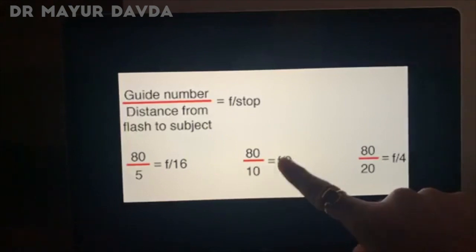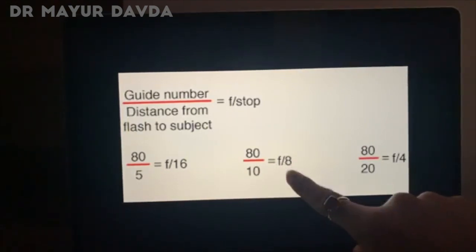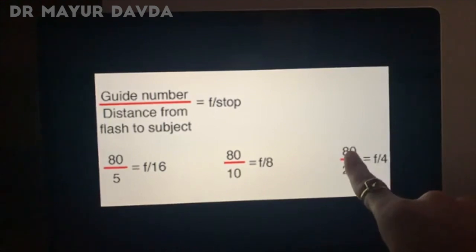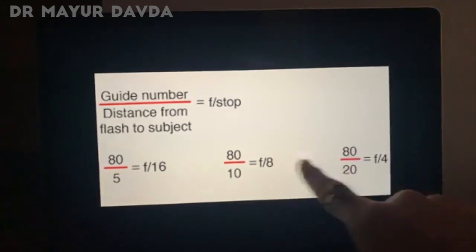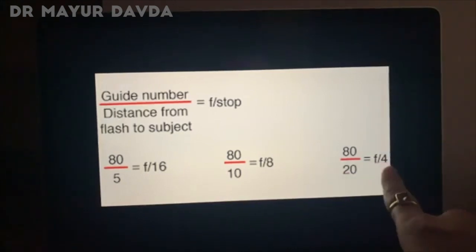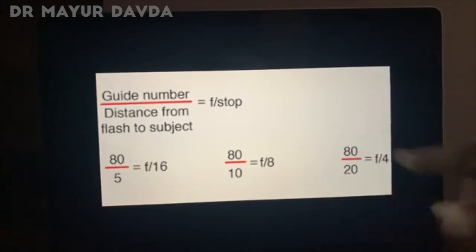In the sense, if I'm going away from the subject, my f number will have to be compromised if I want a good exposure. If I move even farther away, my guide number obviously remains the same. So instead of 5 feet or 10 feet, now I'm going to 20 feet. I have to compromise on my f number.